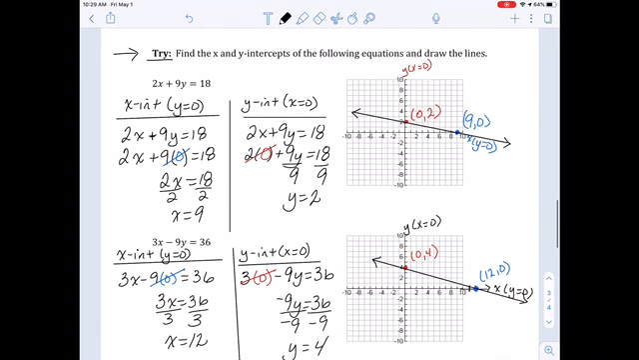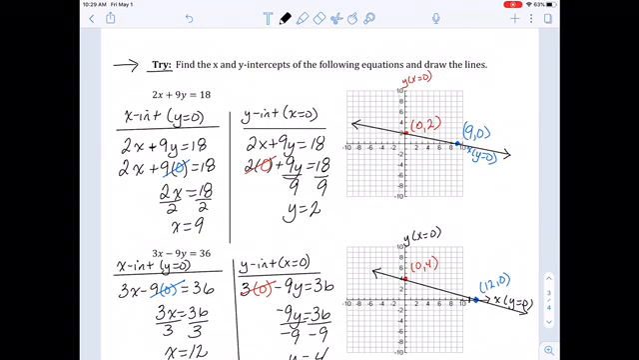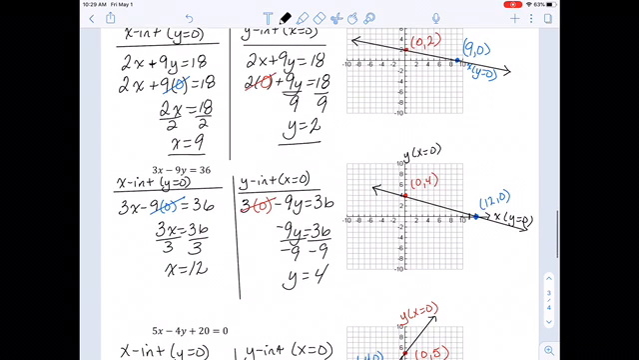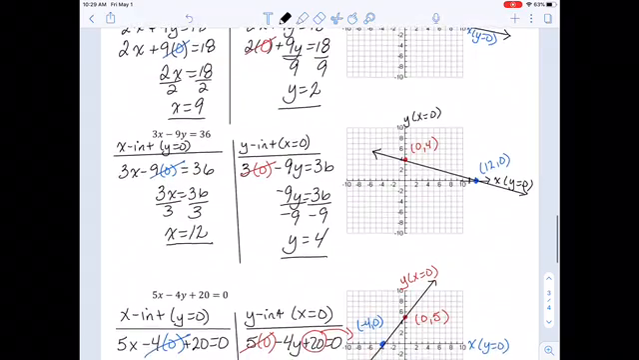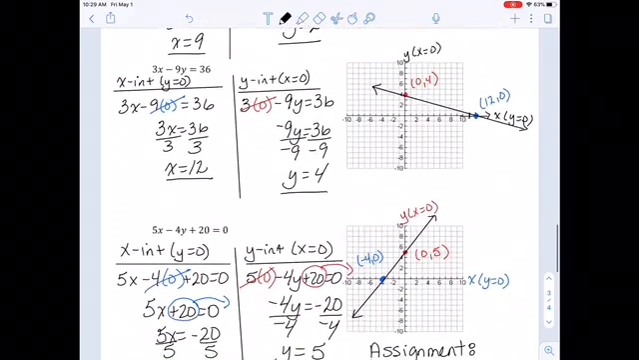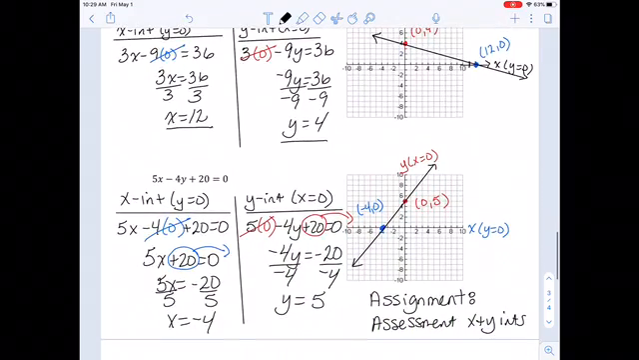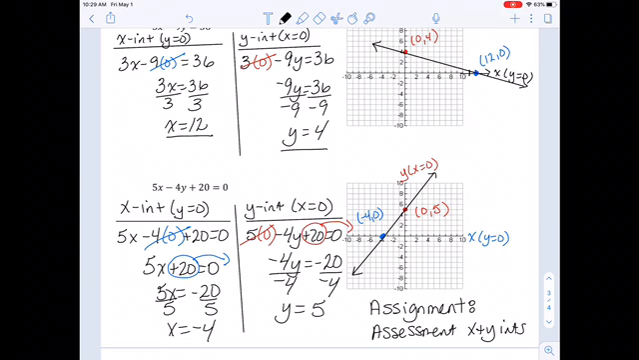Okay, so hopefully you were able to get these answers. The very first one, x is 9 and y was 2. And the next one here, x was 12 and y was 4. And the third one, x was negative 4 and y was 5.